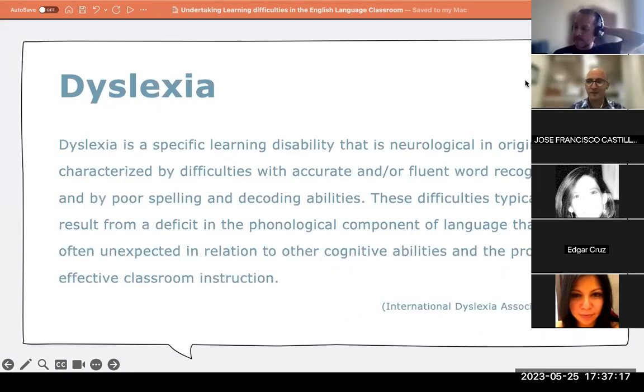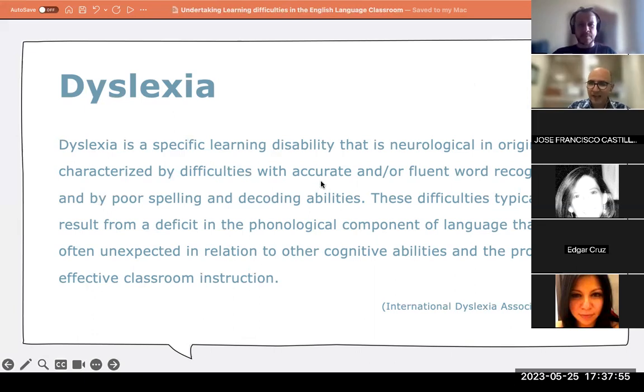I'm going to read this definition by the International Dyslexia Association from 2002, which says, dyslexia is a specific learning disability that is neurological in origin. It is characterized by difficulties with accurate and or fluent word recognition and by poor spelling and decoding abilities. These difficulties typically result from a deficit in the phonological component of language that is often unexpected in relation to other cognitive abilities and the provision of effective classroom instruction. Oh my goodness.